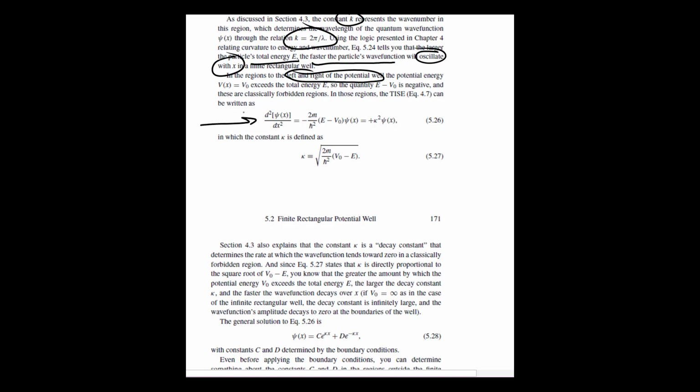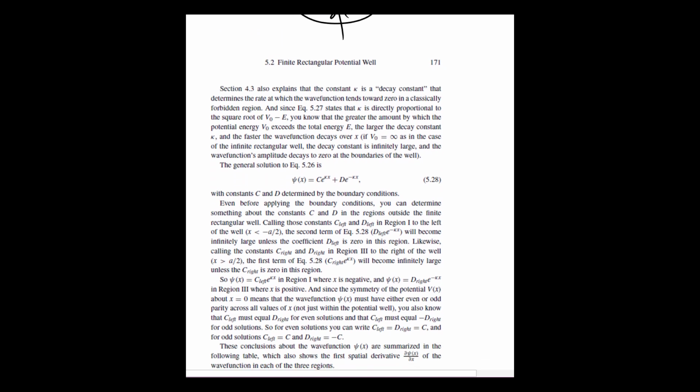In those regions, we write the Schrödinger equation like this, just as we did before, and now our kappa looks like this. Remember, this was infinity in the infinite potential well case, so we just said kappa was infinitely large. That's not true here. Kappa depends upon the difference between V0 and the particle's energy E. But, as we said in Chapter 4 and in the previous section, kappa is a decay constant.